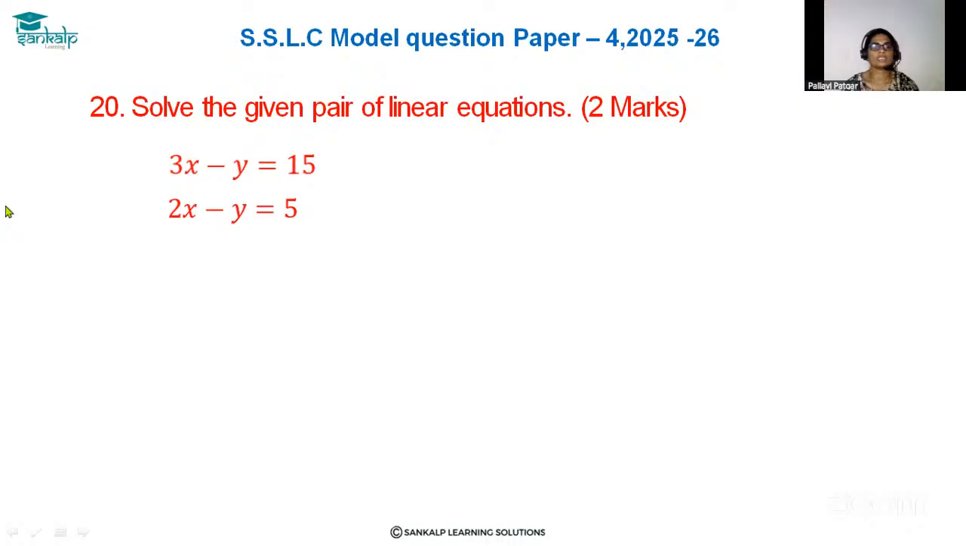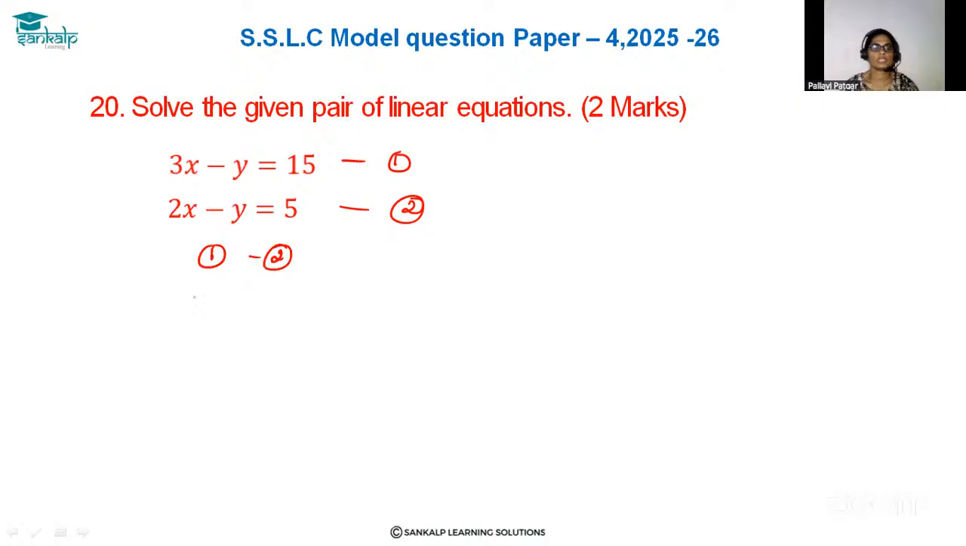Hello everyone. Look at the question number 20. Solve the given pair of linear equations. 3x minus y is equal to 15. 2x minus y is equal to 5. Okay. So take these as equation number 1 and equation number 2. So here subtract the second equation from the first. Eliminate y. So here 1 minus 2.